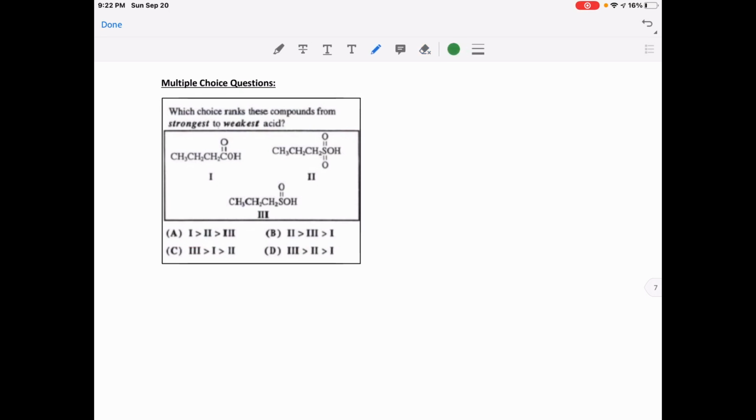The first thing that we will do is start off at compound 1. Let's draw the conjugate base of this. So once it has lost a proton and receives a pair of electrons at the oxygen atom, that oxygen atom will become negatively charged. So just drawing out this structure. So this is our conjugate base.